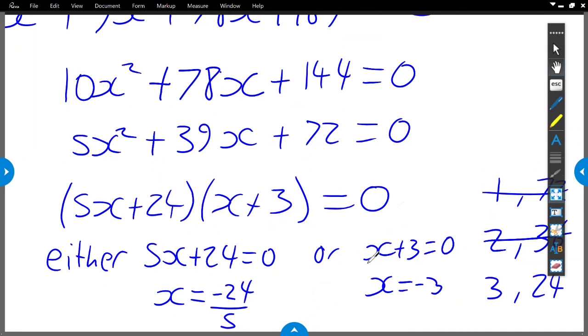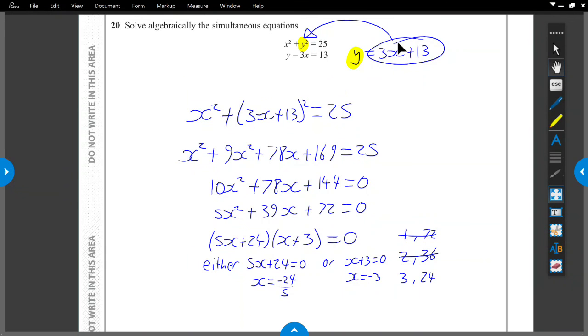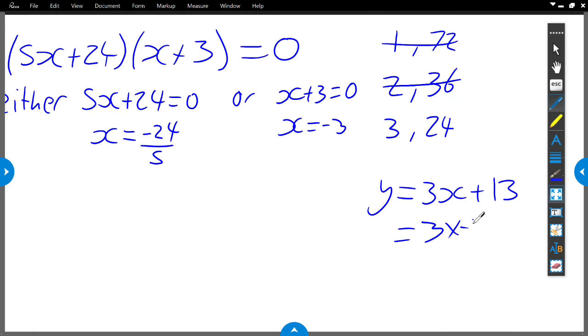Now to fully solve this, we need to find the y values. Fortunately, we've got a nice equation right at the top which we can use, and that's that y is equal to 3x plus 13. 3 times minus 3, because I'm substituting in x equals minus 3 into this, is minus 9. Then adding 13 to that, when we're starting with a negative and adding a positive, we can consider it the other way around. So 13 minus 9, we get that y is equal to 4.